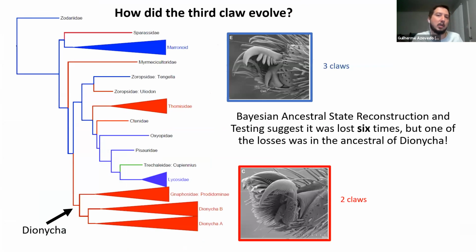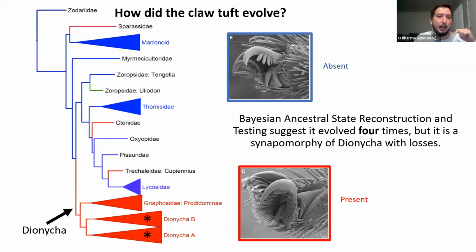So we can ask, how did the third claw evolve? We did several tests using Bayesian ancestral state reconstruction and Bayesian testing of different hypotheses and models. And we found that it evolved at least 6 times, but one of the losses of the third claw was in the ancestor of Dionycha. So that could be a synapomorphy of Dionycha. And we did the same for the claw-tufts. We also show that it evolved several times in the outgroup. So there's some convergence, but it is a synapomorphy of Dionycha also, with some losses inside Dionycha A and Dionycha B.